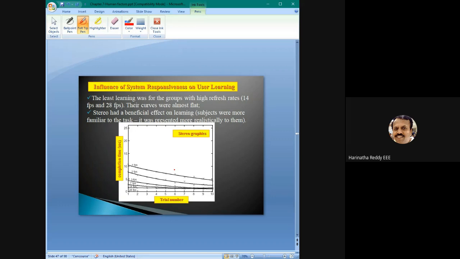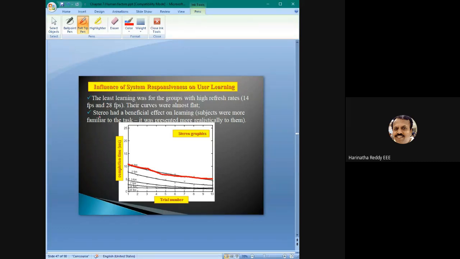For different FPS it is shown. For 1 FPS it is getting decreased as shown here. For 28 FPS, please observe there is not much change in the task completion time. Even after 10 trials, or at the first trial or second trial, when the frame rate is very high, that is FPS 28 or like that, see here, stereographics plays an important role. So at higher FPS, both monographics and stereographics are not changing, but at lower FPS only, stereographics has more advantage.